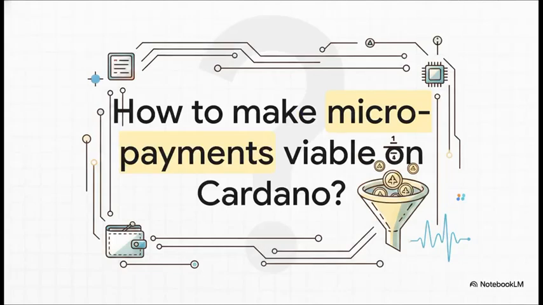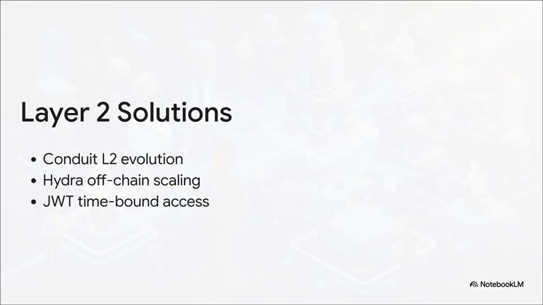So it naturally begs the question, if an AI agent only needs to spend a fraction of a cent for a single API ping, how in the world do we make these micropayments economically viable without base layer fees eating the entire cost of the transaction? Well, the answer has to be layer 2.